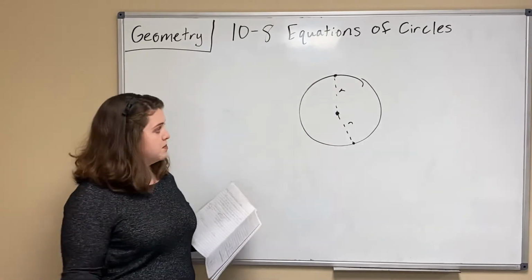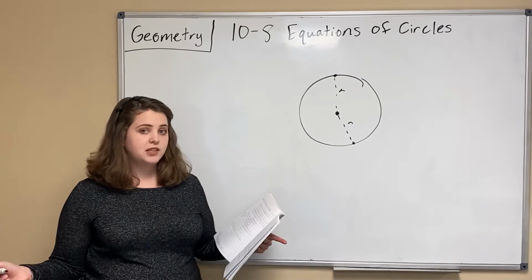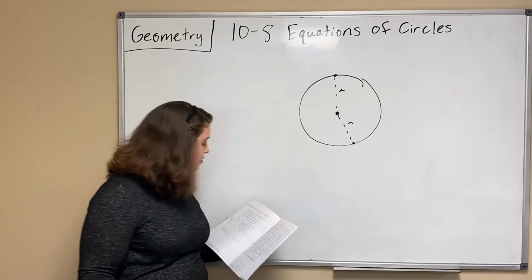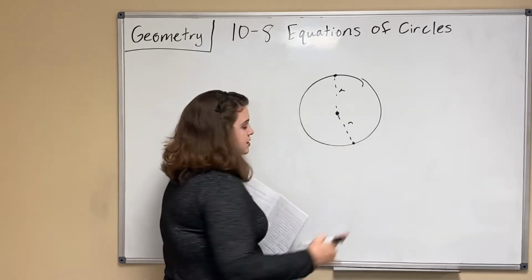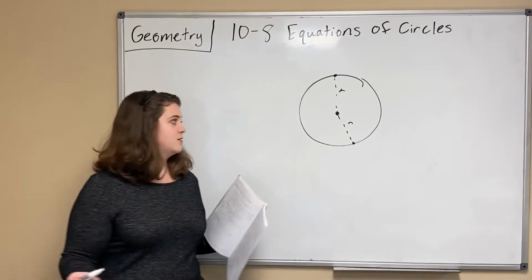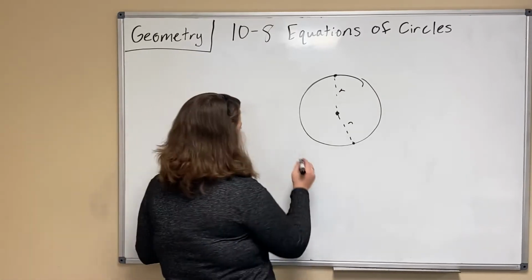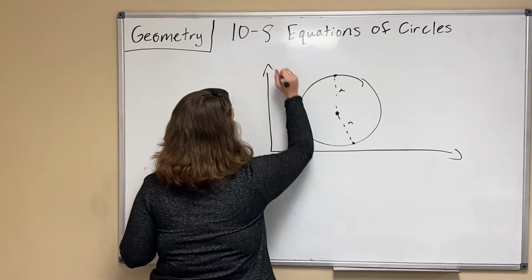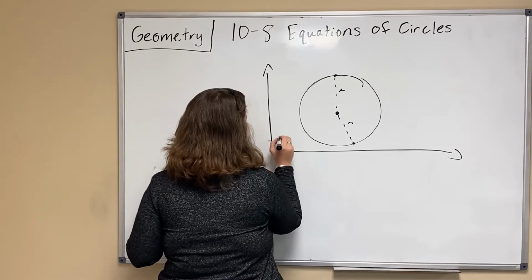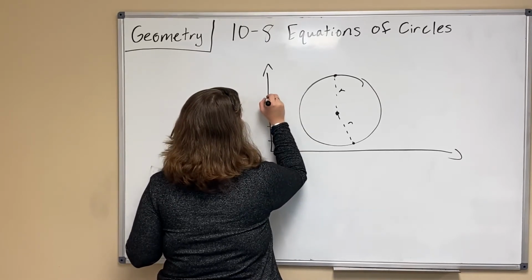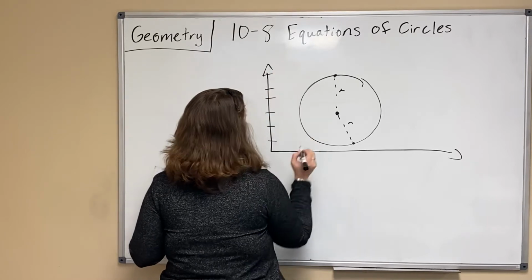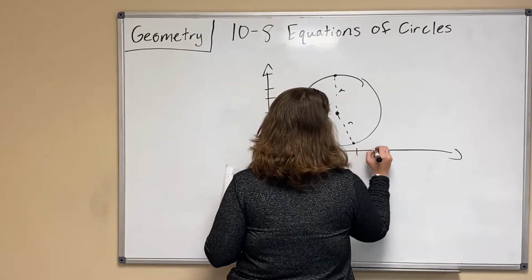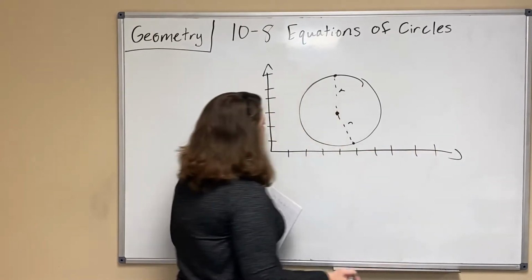No matter what point on the outside of the circle I pick, it's always going to be the same distance from the center. So that means if my circle is on a coordinate plane, then I can figure out the length of the radius using the distance formula. I know that's your favorite. So let me go ahead and add a coordinate plane into the mix.